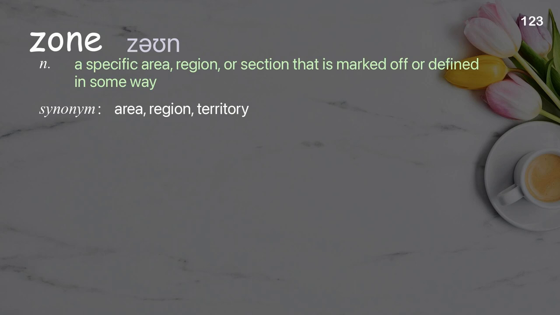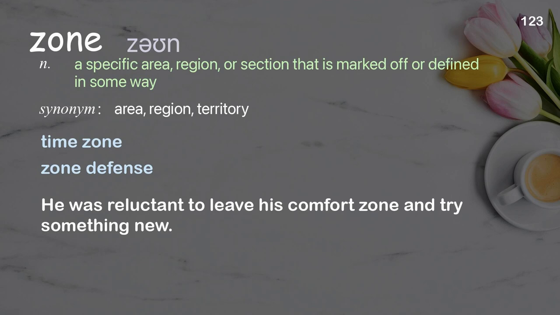Zone. A specific area, region, or section that is marked off or defined in some way. Examples. Time zone. Zone defense. He was reluctant to leave his comfort zone and try something new.